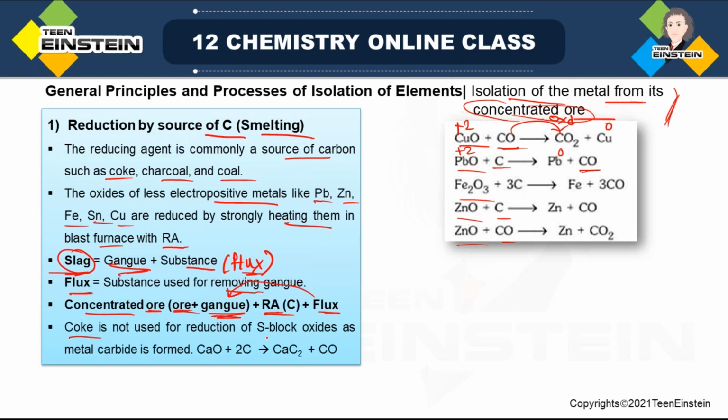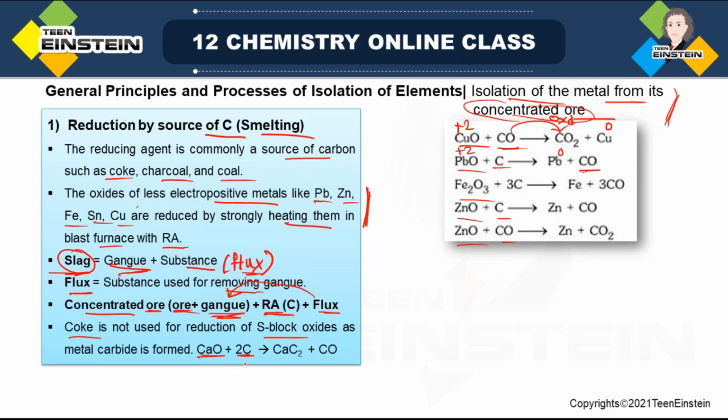Coke is not used for reduction of S block oxide. Remember what we have said in the second point, oxides of less electropositive metals are only used in this process, but not S block elements oxide, because S block metals are very highly electropositive. So coke is not used for reduction of S block oxide, because whenever you are trying to use coke, here we have taken calcium oxide, which is S block oxide. Calcium is from group 2, that is S block metal.